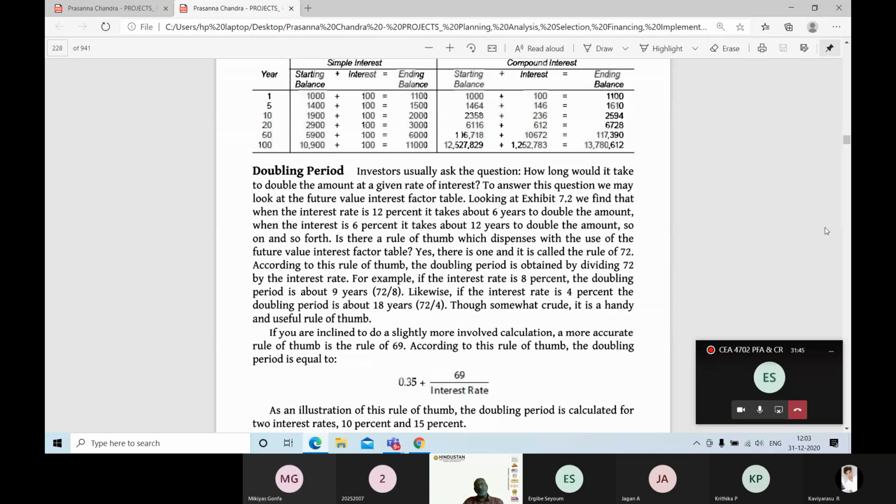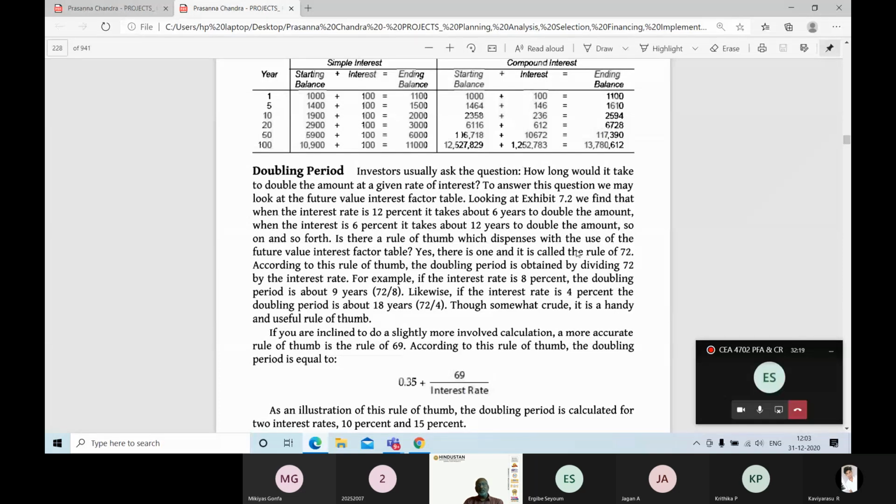An investor usually asks the question, how long would it take to double the amount at a given rate of interest? To answer this question, we may look at the future value interest factor table. Looking at exhibit 7.2, we find that when the interest rate is 12%, it takes about 6 years to double the amount. When the interest is 6%, it takes about 12 years, and so on. Is there a rule of thumb which dispenses with the use of the future value interest factor table? Yes, it is possible.